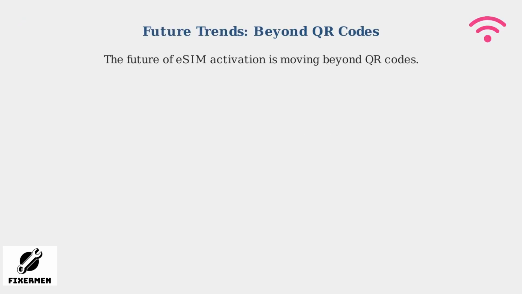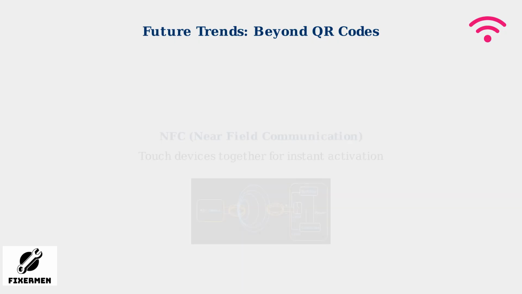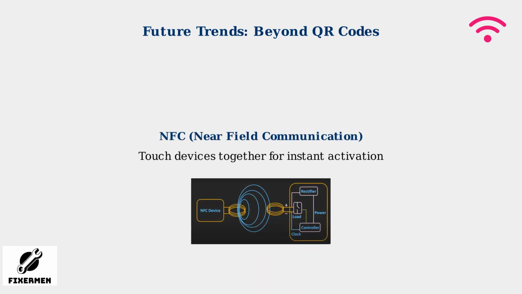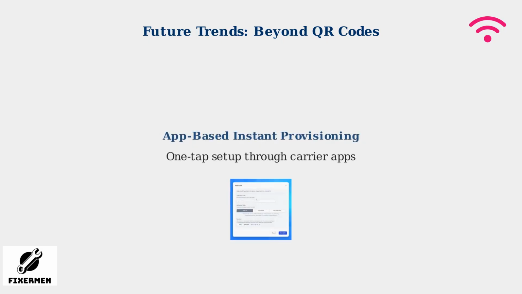The future of eSIM activation is moving beyond QR codes. Technologies like NFC and app-based instant provisioning are being developed to make setup even easier. NFC, or near-field communication, allows devices to communicate wirelessly when touched together, enabling instant eSIM activation without scanning codes. App-based instant provisioning lets users activate eSIMs with just one tap through carrier apps, streamlining the entire process.